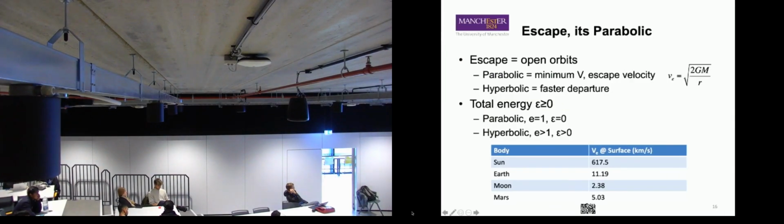Our escape velocity, VE, is just the square root of 2GM. M is the mass of the body you're orbiting. Why is little m, the mass of the spacecraft, not in here? What are we assuming? Why don't we care about the mass of the spacecraft?